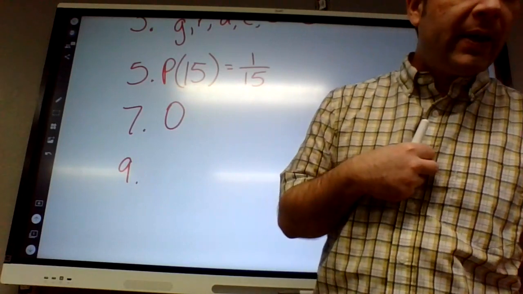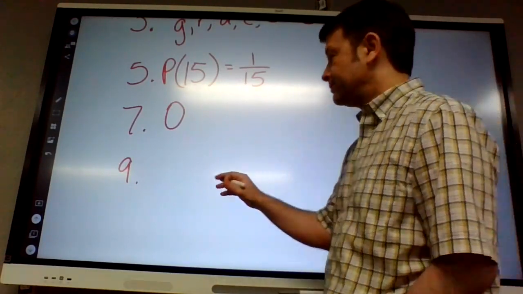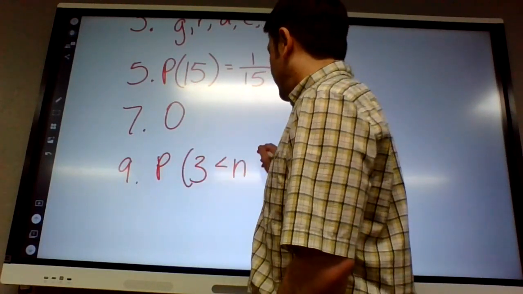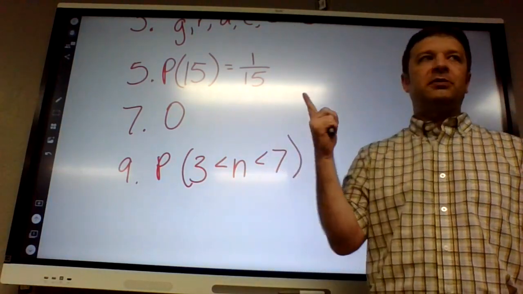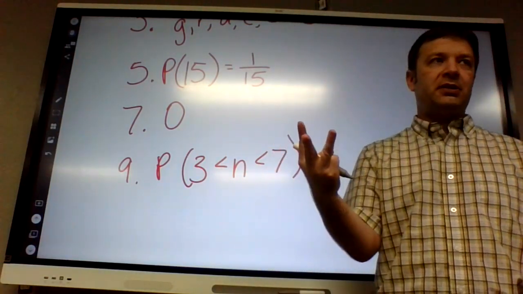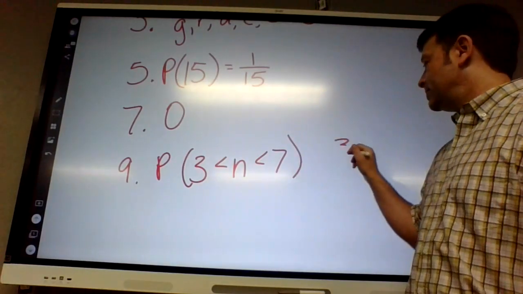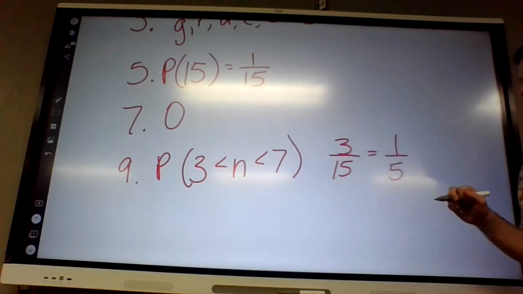Number 9, what's the probability of drawing, what does that mean? Between 3 and 7. So what numbers are between 3 and 7? 4, 5, 6. So that's 3 numbers out of 15, so 1 out of 5. Yeah, 1 in 5 chance.